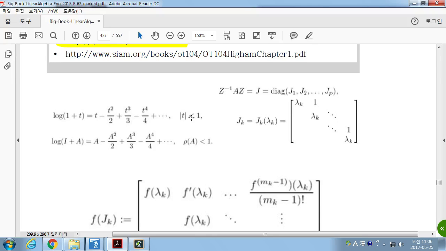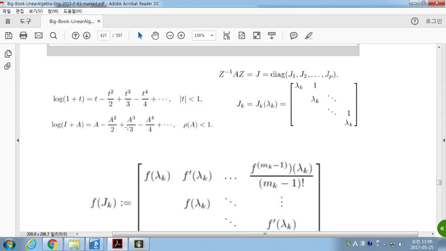Here you have a radius of convergence. Here you do have a similar condition. Here it depends on the eigenvalues of A. If you like this, then how do you define A squared, A cubed, A to the fourth? This can be defined with this. By similarity, you can find the similar matrix J, which is a direct sum of block matrices, a block diagonal matrix, whose terms look like this.